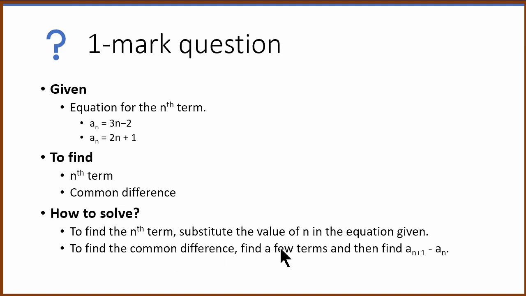We just find a few terms. So first term, second term, third term, fourth term, you find a few terms like that. And then you find the difference between consecutive terms, right? You just find the difference between second and first, third and second, fourth and third, and so on. This is how you solve the 1 mark question problem.